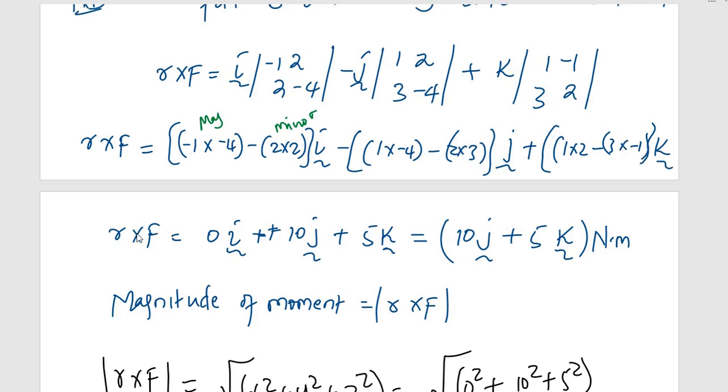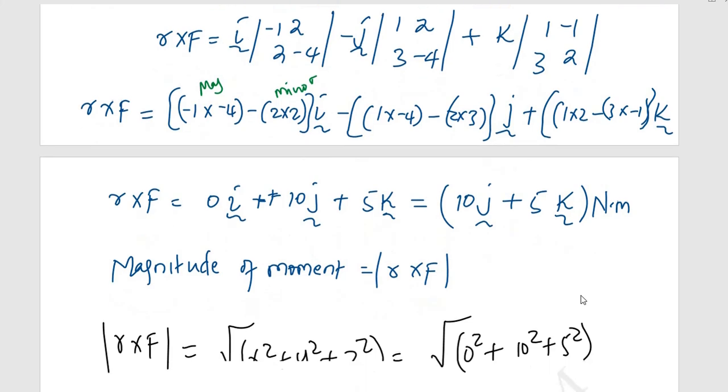So at the end of the day, R cross F, which is the moment of this force, will give you, if I sum here, 0i plus 10j plus 5k, and this is going to be 10j plus 5k, and the units, of course, for moment is Newton meter.